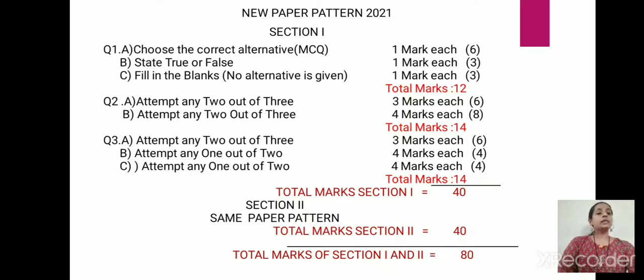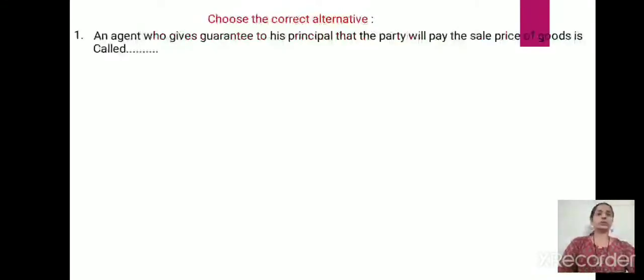Now as I told you, the first question is of objective type, and in each chapter you are given objectives. So I thought we should also discuss the objectives of this chapter. It will take a few minutes to discuss the objectives, and we will discuss those objectives also. So starting with the first objective type, that is choose the correct alternative. So it is an MCQ type. What is the first question?